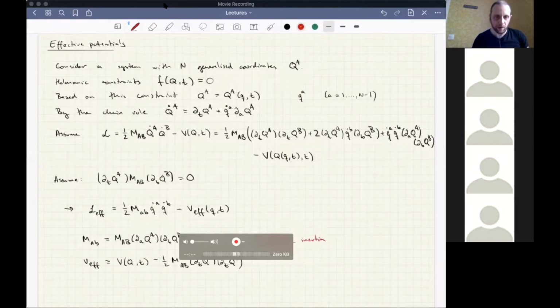This M with the small indices, and this potential here is the effective potential.